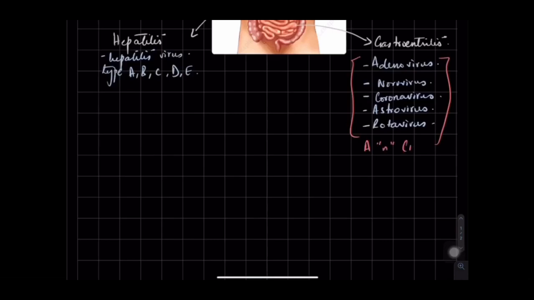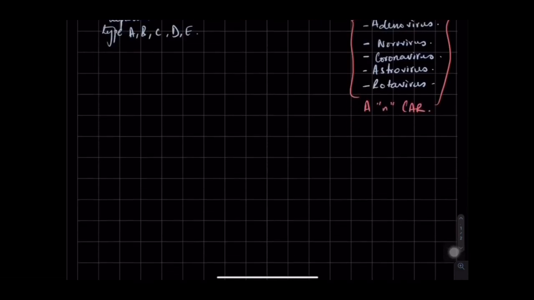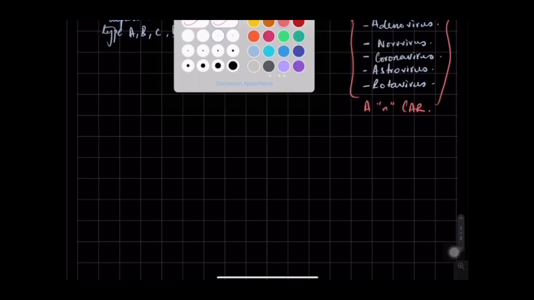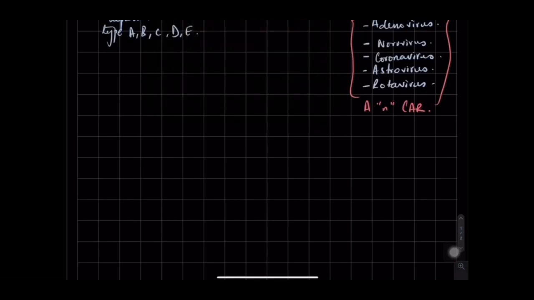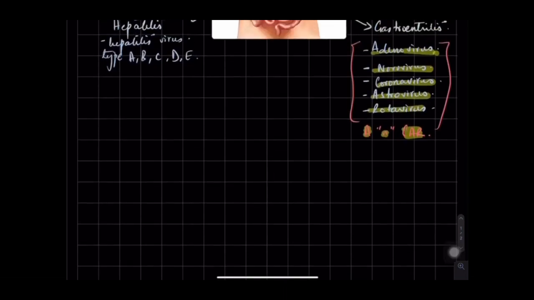N car. So A stands for adenovirus, N stands for norovirus, and C stands for coronavirus, A stands for astrovirus, and R stands for rotavirus. This is a very stupid mnemonic, but it helps me, so I just hope it helps you too.